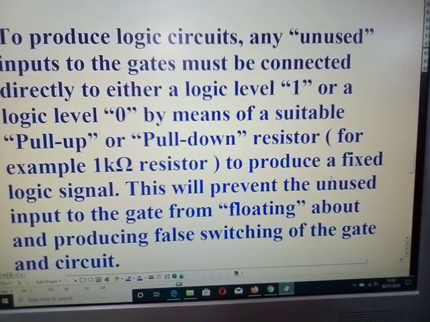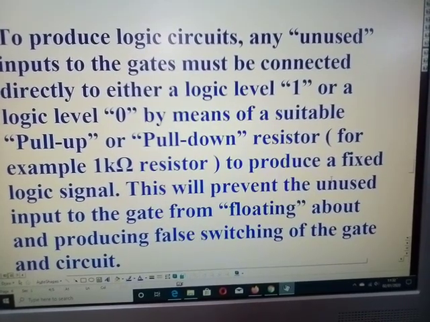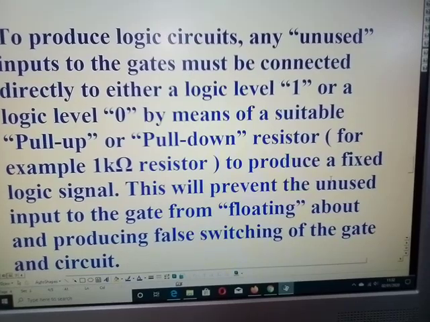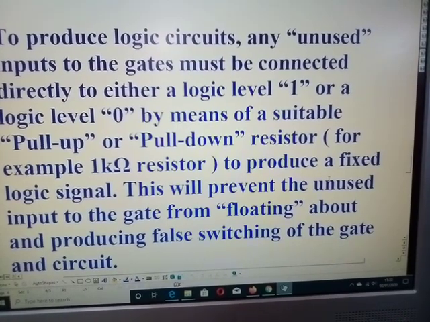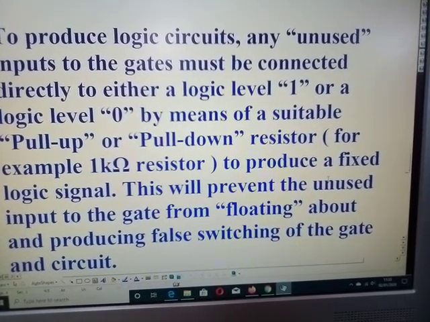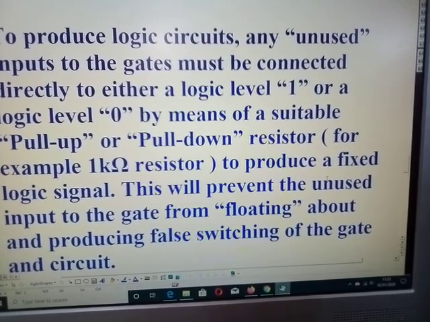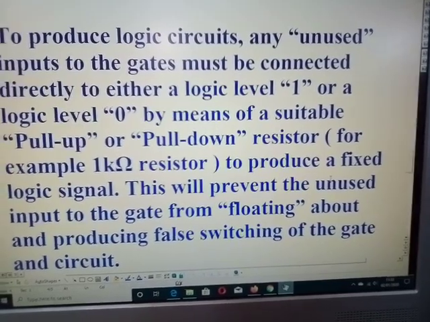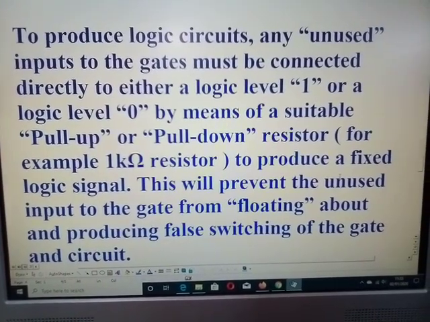Now, what we mean by floating is that if it's not tied down to either a logic 0 or logic 1, it causes interruptions to the binary logic system of the gates themselves, and it causes the gates to fluctuate between a 0, 1 and a 0 and 0 itself. This can cause the gates to be tripping or switching when you don't actually want them to be switching. So that will not be in your best interest.